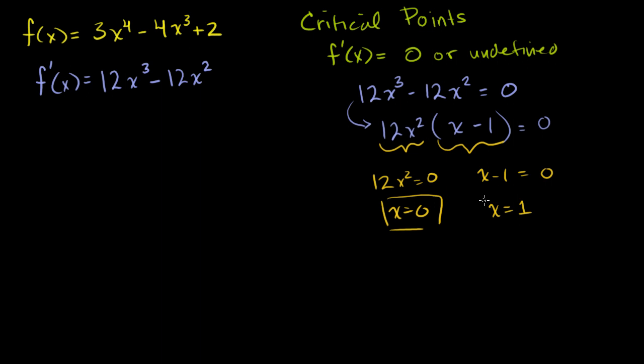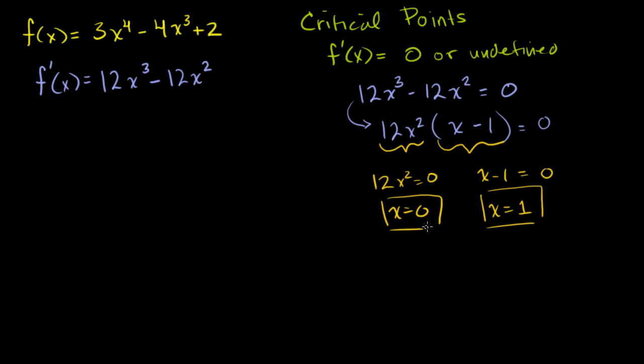Our two critical points are x is equal to 0 and x is equal to 1. And remember, those are just the points where our first derivative is equal to 0, where the slope is 0. They might be maximum points, they might be minimum points, they might be inflection points. We don't know. If this was a constant function, they could just be anything. So we really can't say a lot about them just yet. But they are points of interest. I guess that's all we can say, that they are definitely points of interest.